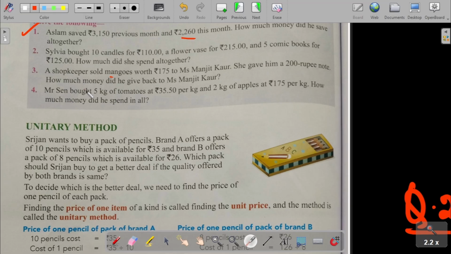সে তাহলে কত টাকা? 175 সোল্ড করেছে ম্যাঙ্গো, আর সে give 200 rupees note. So how much money did he give back? So 200 minus 175, very easy. So what is the answer of question number 3?